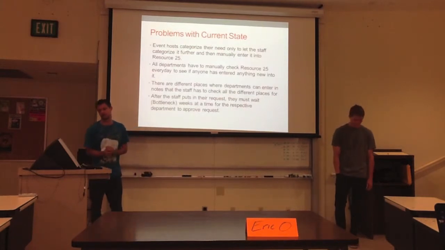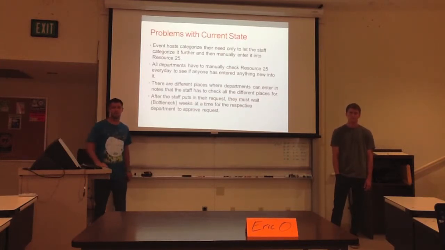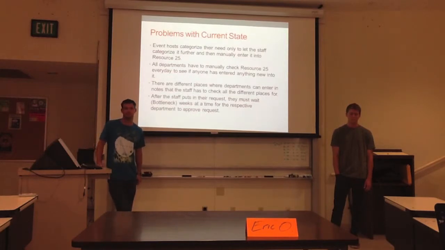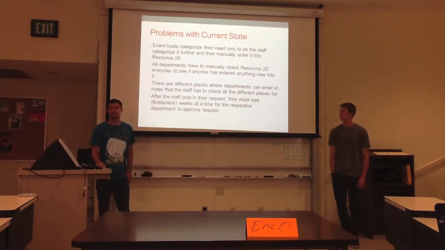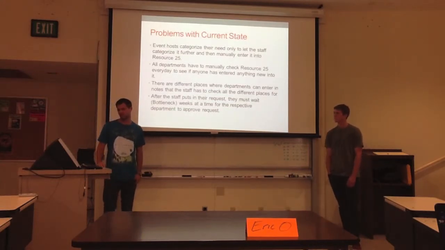So part of the problems, we've already covered most of them. The event host has to categorize their needs, and then the staff has to manually categorize it further. When the staff does it, there's over 50 different categorizations, and a lot of times it just ends up in other, which is counterintuitive. All departments have to manually check Resource 25 every day to see if anyone has entered anything new. There are different places where departments can enter notes, as I was saying earlier. And the biggest bottleneck of this whole thing was waiting for different departments to get back to their requests.